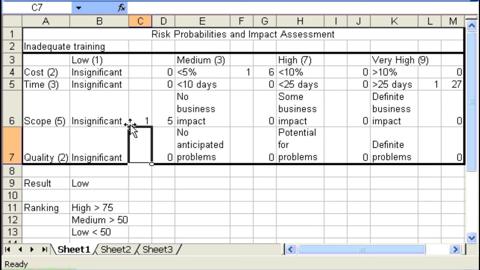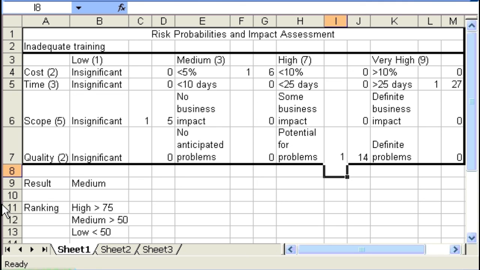And we look at quality. What impact is inadequate training going to have on the quality of the final deliverable? There's certainly going to be an impact related to quality because they're going to be delivering poor code. So is there a potential for problems, or is there going to be definite problems? It's going to be one of the two. And in this case, although the inadequate training is going to result in poorer code, it's probably not going to significantly impact the total project delivery environment. So we put a 1 in there.